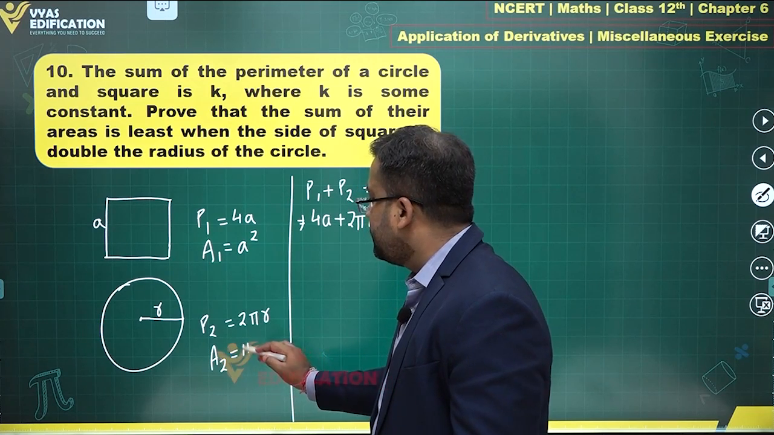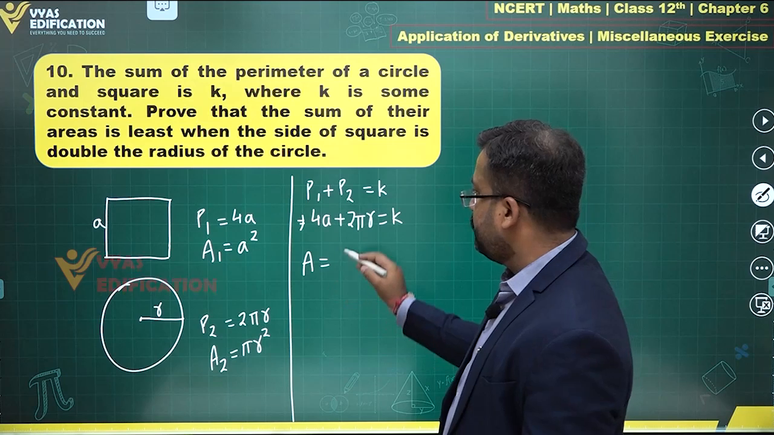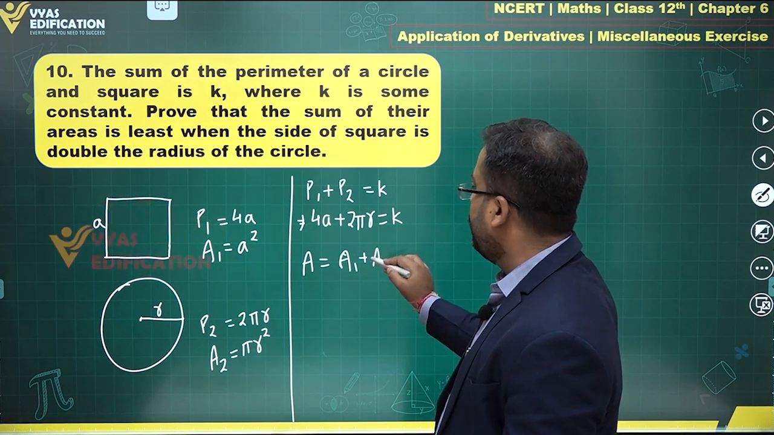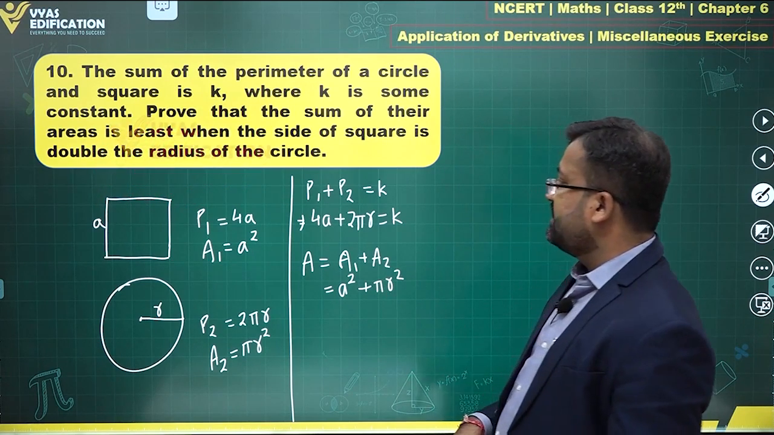A2 is pi r square. And we want to minimize this area. Area is the sum of these two, A1 plus A2. What is that? A square plus pi r square. Let's try to minimize this.